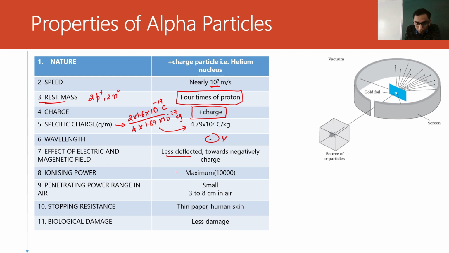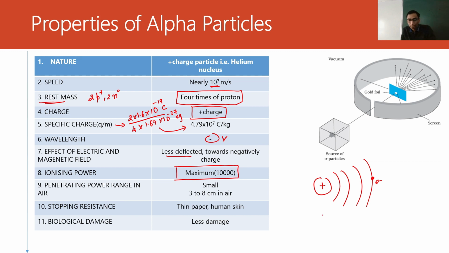The ionizing power of the alpha particle is the maximum. So what do you mean by ionizing power? Let us understand that. Suppose this is a nucleus and these are the electrons, and this is the electron in the outermost orbit. So this becomes an atom. Now when you bombard the alpha particle on this atom, this alpha particle is going to hit this electron and this electron will be knocked off from its orbit and the alpha particle itself will go away.